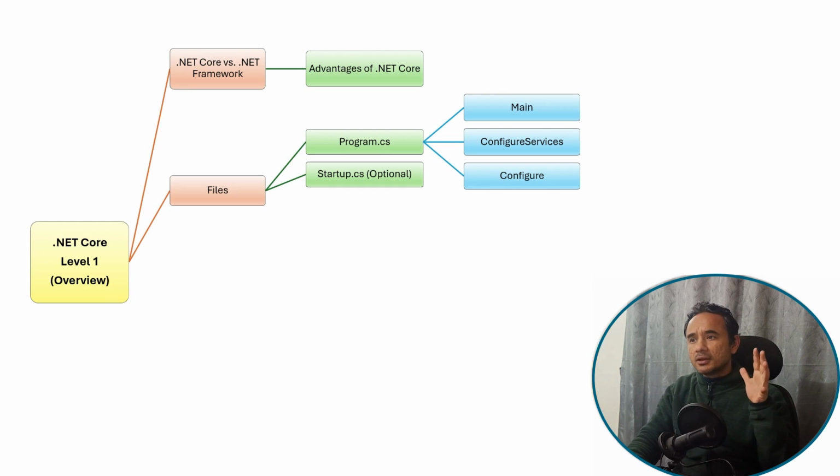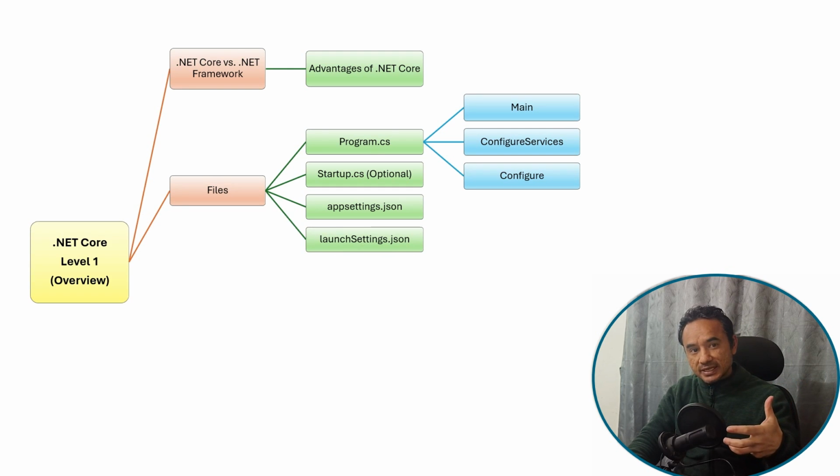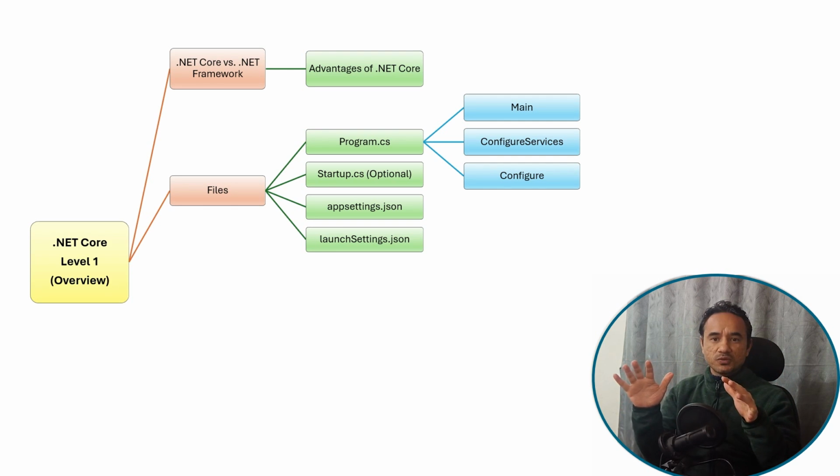Okay, then we have some more files like the appsettings.json file. This file will have the configuration settings like the connection string, and then you will have the launchSettings.json, which controls how your application runs during debugging. Those settings will be inside the launchSettings file. Okay, so these are the main files which you must know.